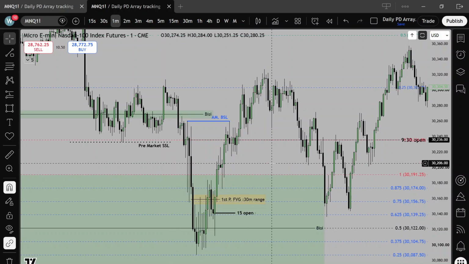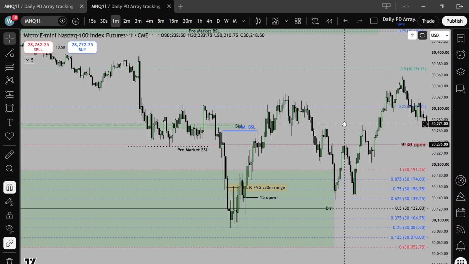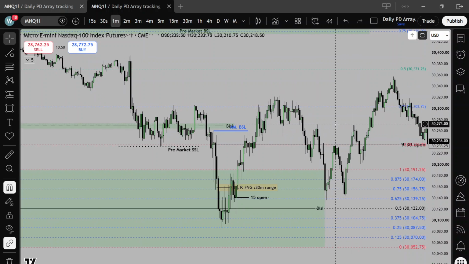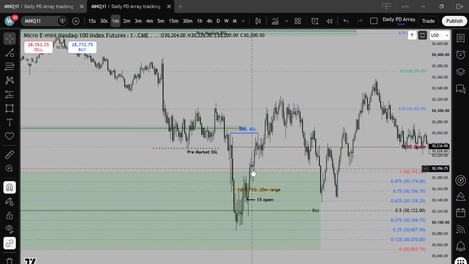I'm not going to try and get into too many entries at all. Sometimes I go off on a bit of a tangent talking about different entries because of what I see, but nonetheless, let's just keep it at this. First 15 minutes, there would be a trade right there if you're inclined to trade the first presented fair value gap trade.